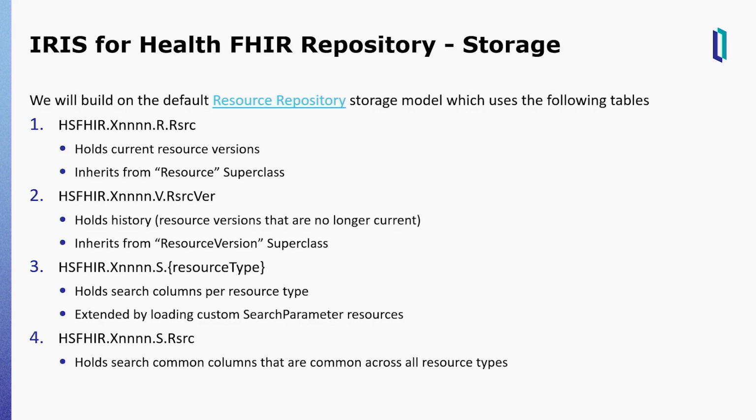Before we go there, I want to talk briefly about the storage model used by default in the IRIS for Health FHIR repository. It uses 4 types of tables. One to store the current resource versions, the r.rsrc table. One to store the older versions, the history. One table per resource type that stores the search columns. And there's also a common one table that stores the search columns that are common across all resources. Why do I talk about that? Because we're going to need this bit of information later on.